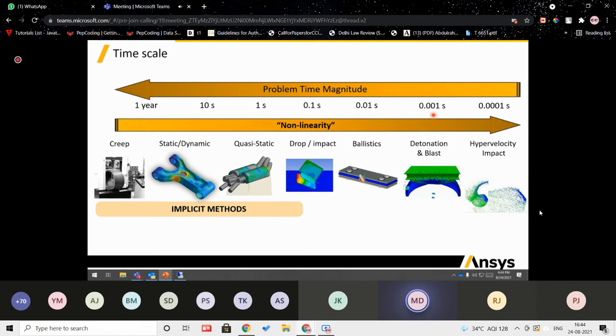So now here comes how we decide whether we have to do implicit analysis or explicit analysis. Implicit is for phenomena which are not dependent on mass, or are long-term phenomena where inertial effects are not coming into the picture. So we can use implicit analysis straight away, and we can extract the results accurately, or accuracy will be higher. Whereas if you go to very random events where the time is very small, we usually model those with explicit analysis.